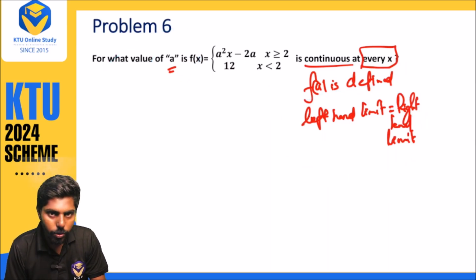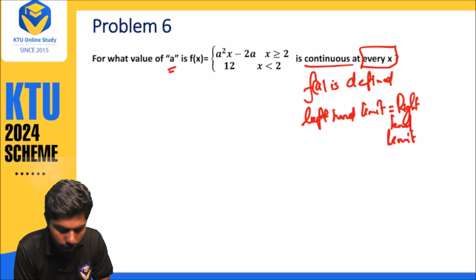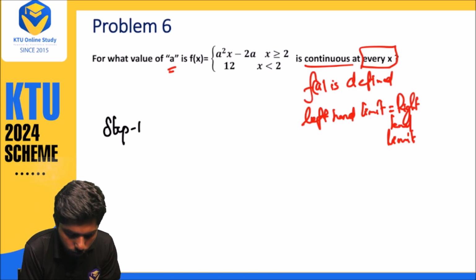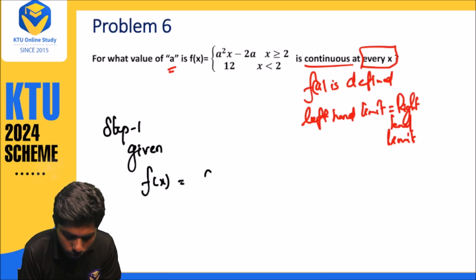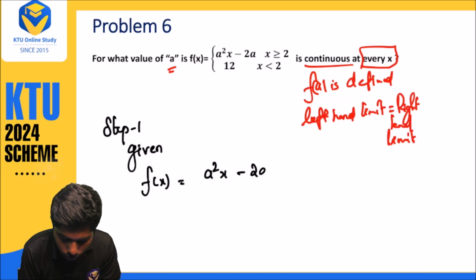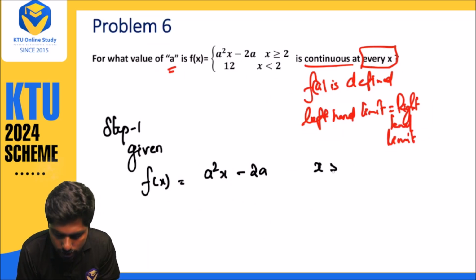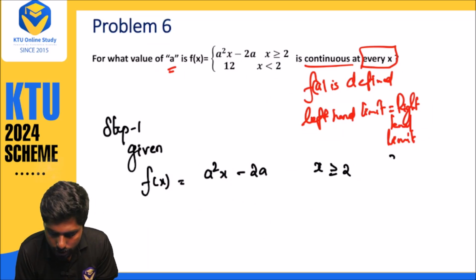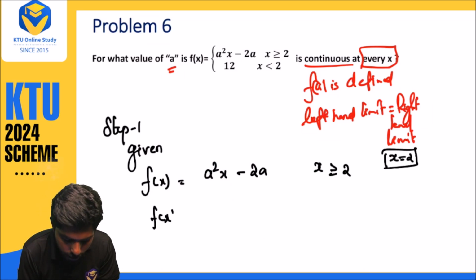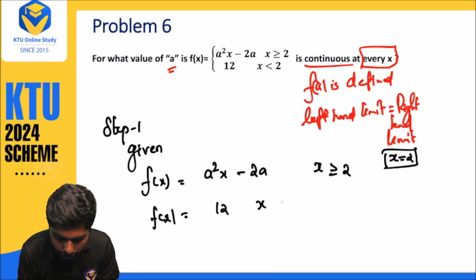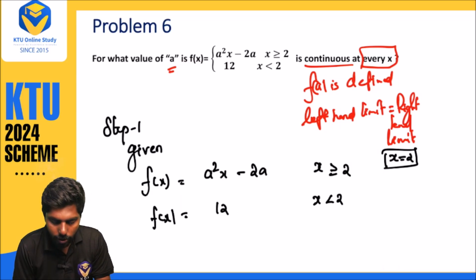So we will go to the problem. What have they given? Step number one. Given f of x is equal to a square x minus 2a when x is less than or equal to 2. That means they are saying about x is equal to 2. And f of x is equal to 12 when x is greater than 2. So from here we can draw the diagram.